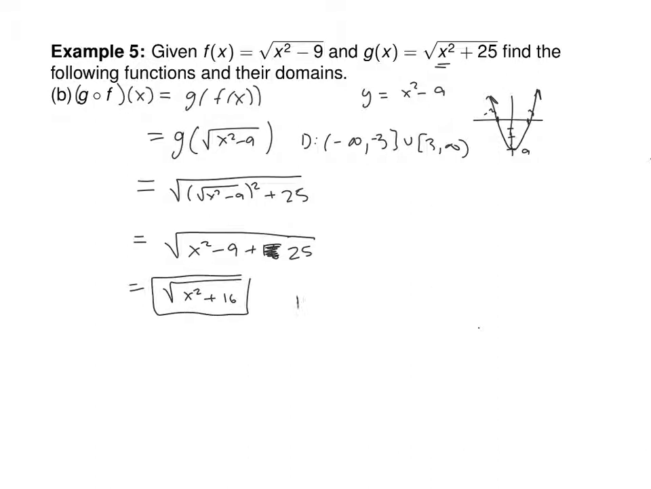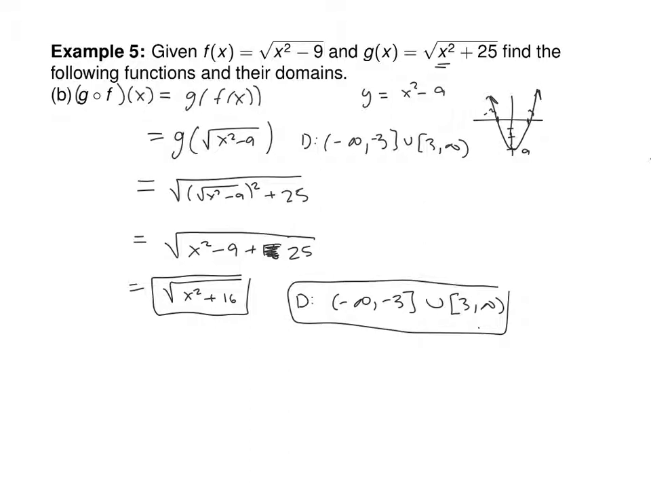The only difference is you do have to say the domain is negative infinity to -3 union 3 to infinity. You have to be careful about what the domain is, because technically you're plugging that number into the root x squared minus 9 first, and then doing something to the result. And if you can't plug the number into the root x squared minus 9, you can't plug it into the end function as well, even though the functions simplify to the same thing. So that's definitely very technical.